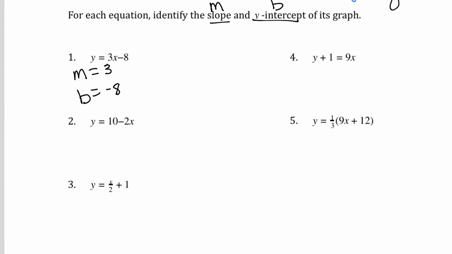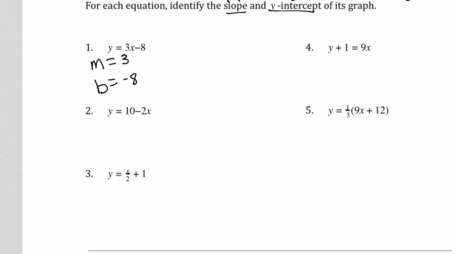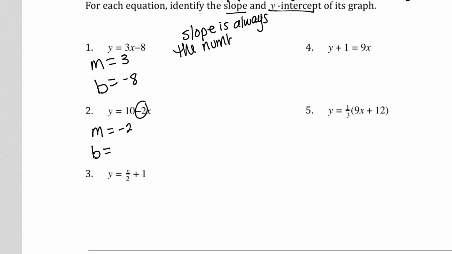All right, number 2. What is my slope? 2. Why is it 2? I just did change places, so the slope is always the number with the x attached. Right, slope is always the number with the x attached. Write that down if you need to remember that.